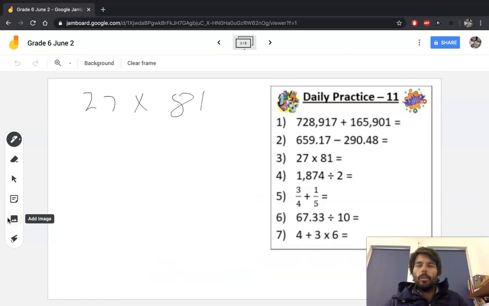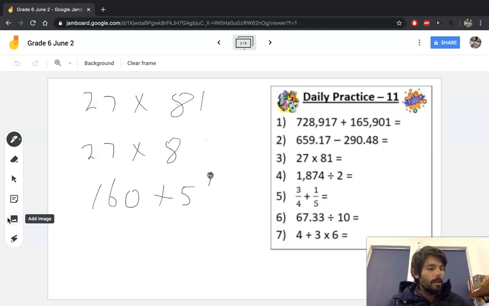27 multiplied by 81, I'm going to use the compensation method. So I'm first going to say 27 multiplied by 80. And to do this, I can say 27 multiplied by 8. So 20 multiplied by 8 is 160. 7 multiplied by 8 is 56. So when I add those two together, I get 216, and then I need to remember the multiple of 10, okay? That's 80 times 27, okay?